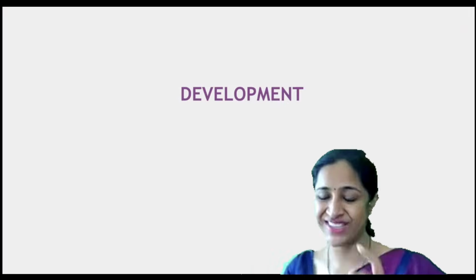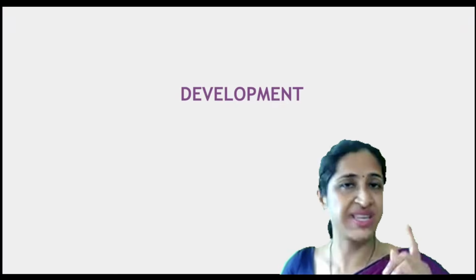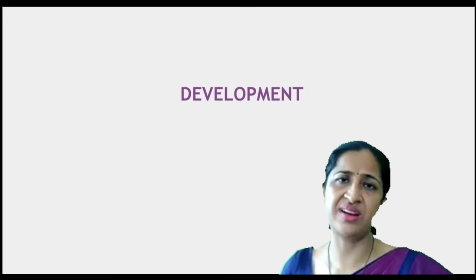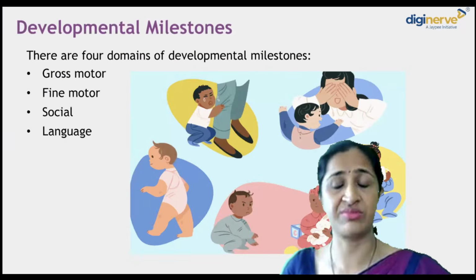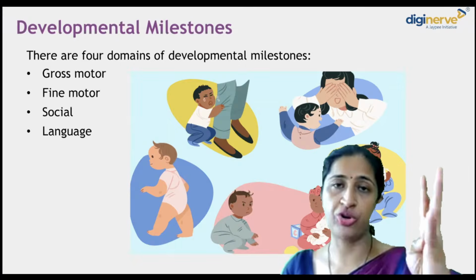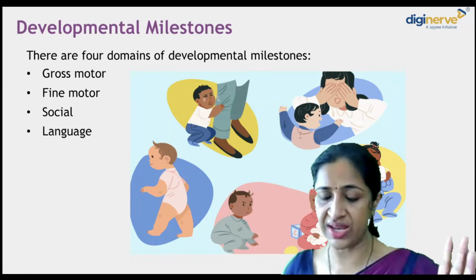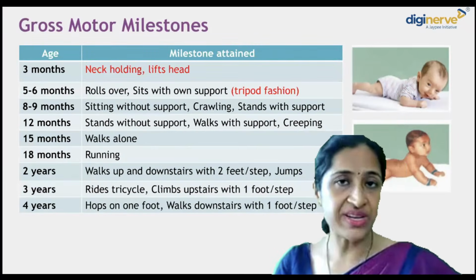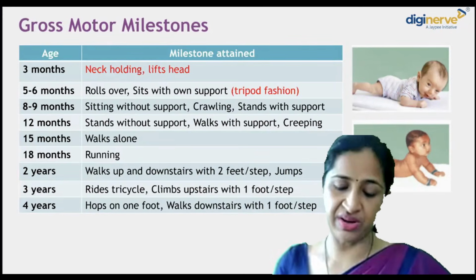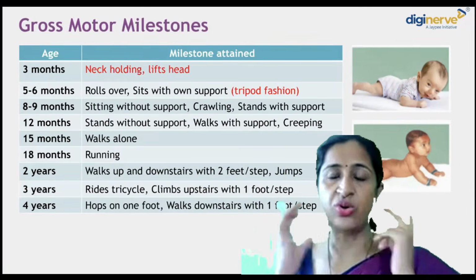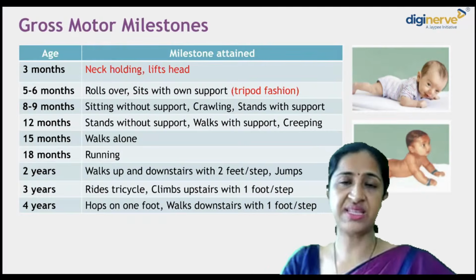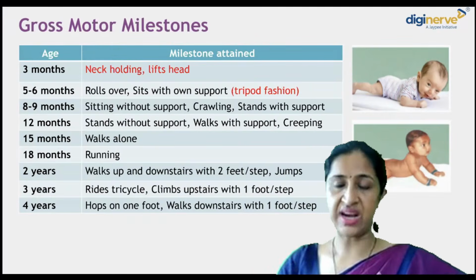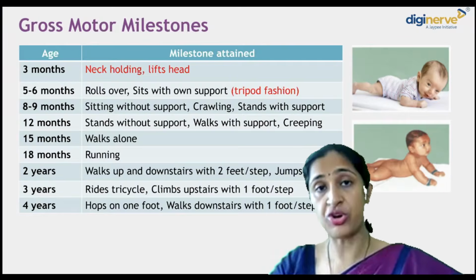Topic 3, development. Okay. Focus carefully. Development is very high yield. Guarantee 1 or 2 questions from development will be there. 4 domains: gross motor, fine motor, personal social, and language. I'll go real fast on this because I'm assuming this to be a rapid revision. 3 months, neck holding, lift head. 6 months, roll over. Start sitting with support of hand.